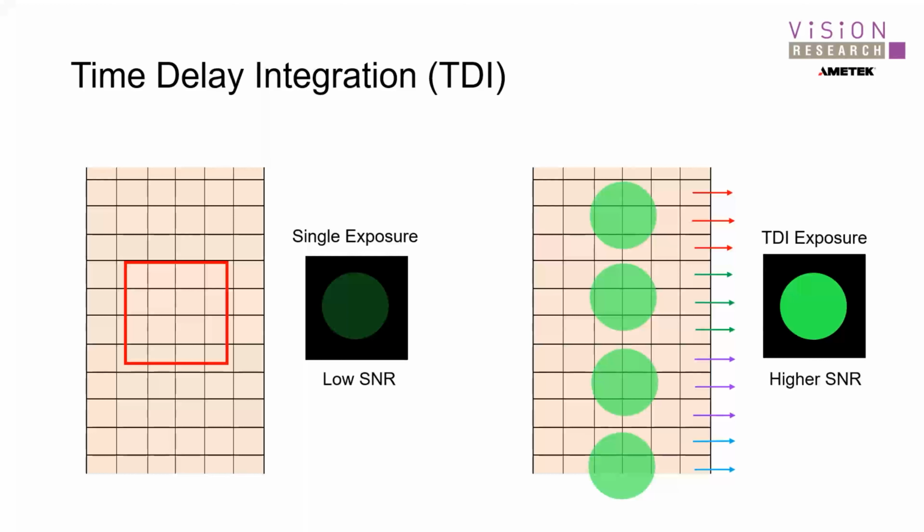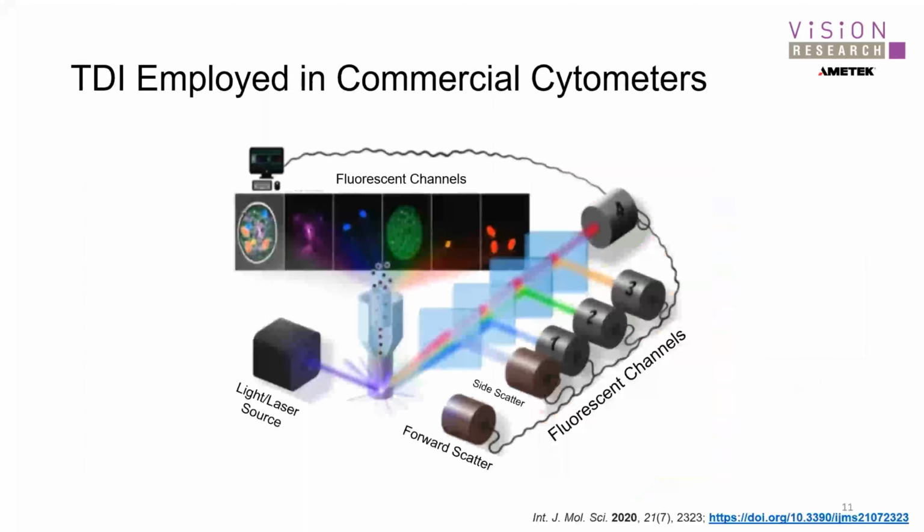So that's the state of the art methodology used in commercial systems like the image cytometers you see here, where you have a laser or a light source hitting your flow channel, a forward scatter detector, and a series of side scatter detectors to collect your fluorescent emission. These are your fluorescent channels. Then they employ the TDI to get really nice signal to noise ratio of your fluorescent channels, and in some cases your bright field images.